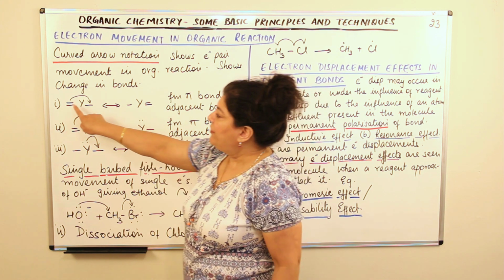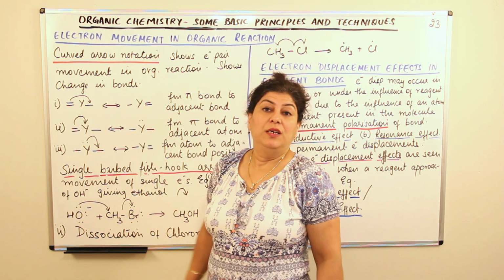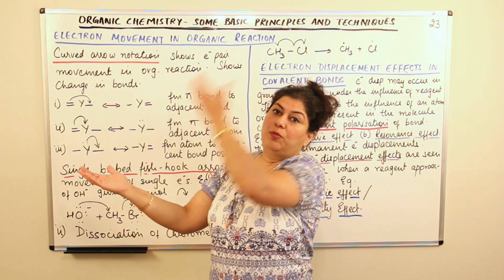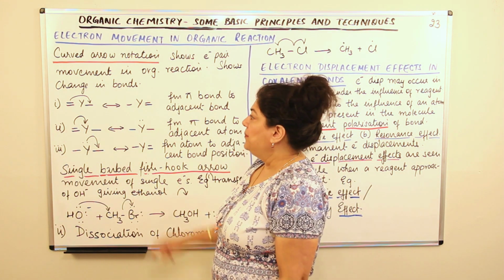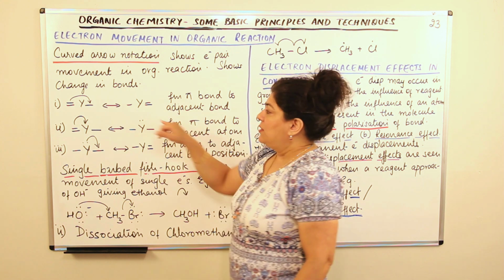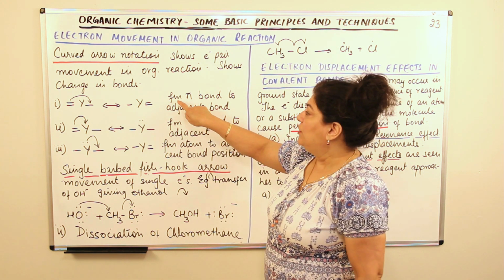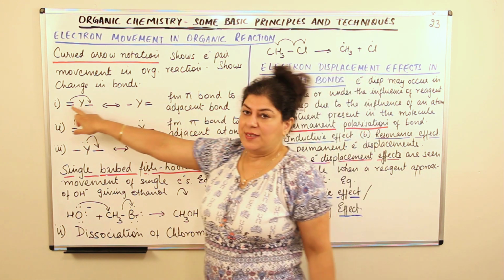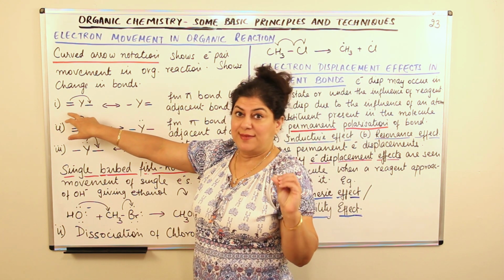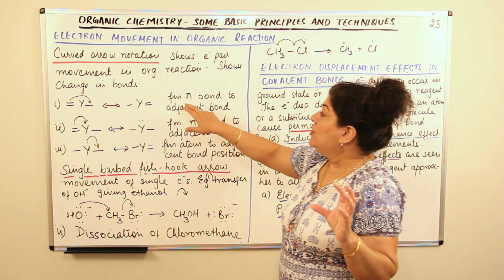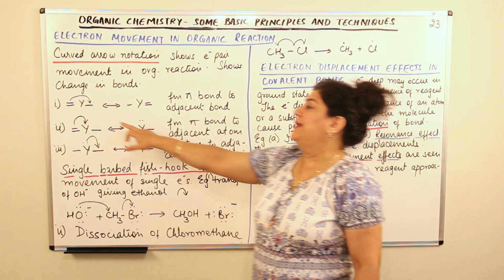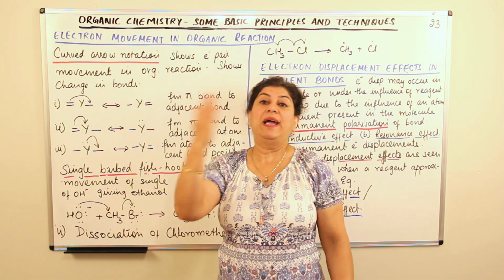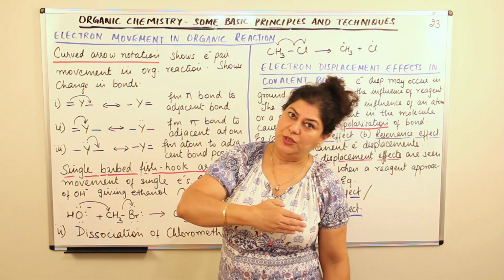So the bond shifted from this direction to the other direction. From one side, the bond has moved to the other side. So what do we call this? The movement of electrons is taking place from a pi bond. The second bond is a pi bond. The first bond is a sigma bond, if you remember. So from the pi bond to an adjacent bond. The pi bond moves from one position to the adjacent bond, meaning the next bond.